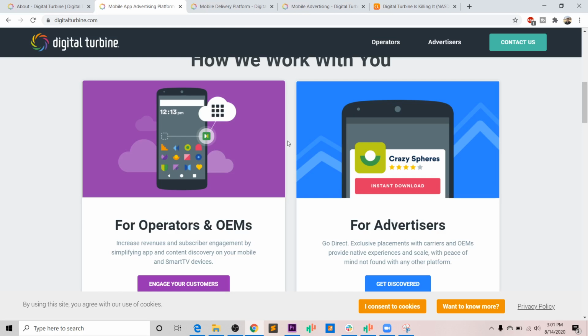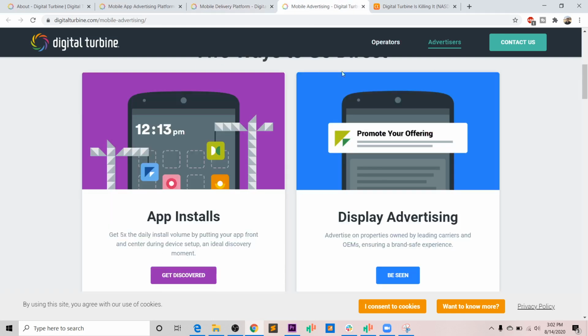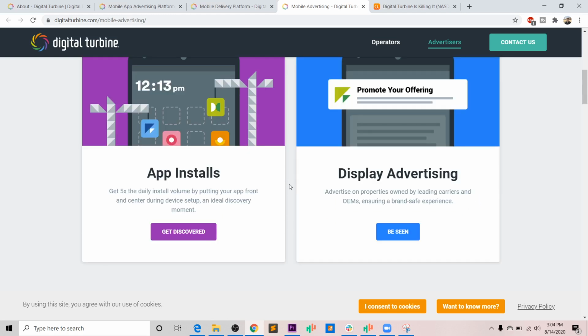And if you have recently activated either a smart device like a smart TV or even just a smartphone, it's pretty likely that you've used their platform to set up your phone on that first day. And then on the advertiser end, there's a couple different ways to get your apps onto user phones, such as during app installs or during advertising. So overall, that is a quick summary about what this company actually does. And I think that as we continue to live more and more of our lives, unfortunately, in front of these little screens on our phones, this type of business can be very, very profitable and experience a ton of growth.